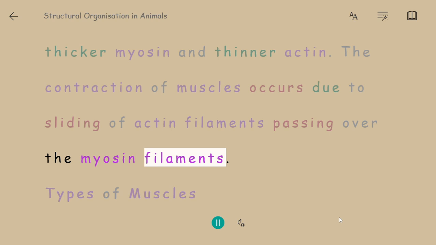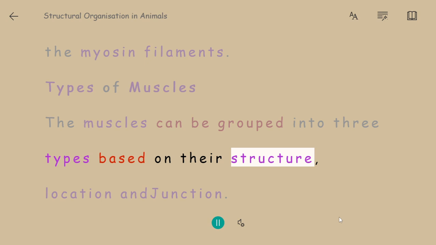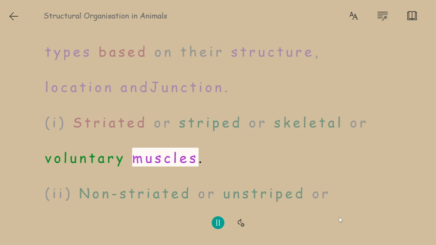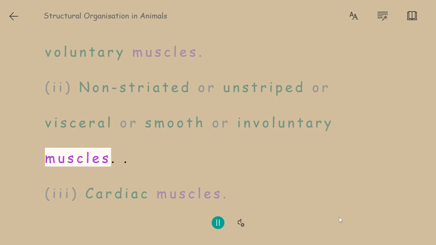Types of muscles. The muscles can be grouped into three types based on their structure, location, and function. 1. Striated or striped or skeletal or voluntary muscles. 2. Non-striated or unstriped or visceral or smooth or involuntary muscles. 3. Cardiac muscles. 1. Striated muscles.